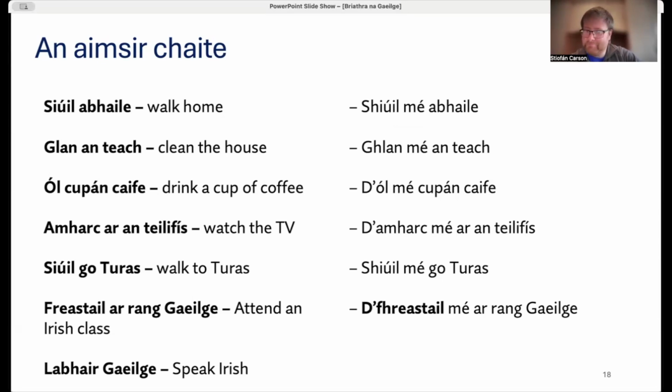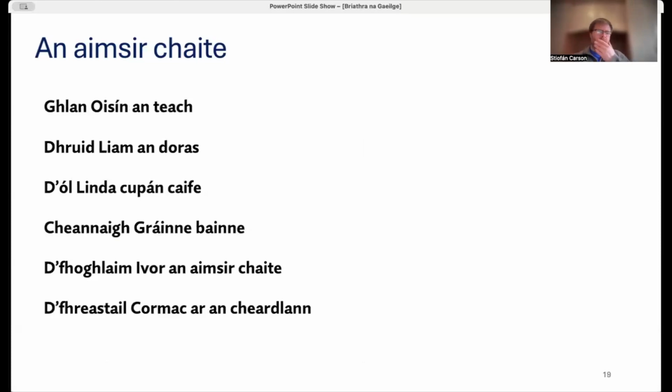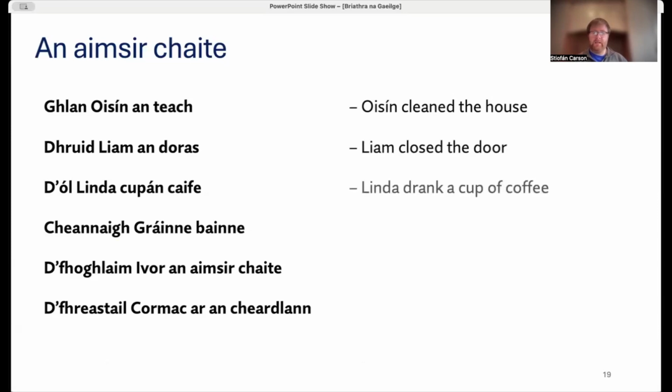Now a nice easy one, L, N, R, Lower Newtownards Road or New Lodge Road. Léigh mé Gaeilge. We can also take out the mé and add in some names if we wish, some proper nouns. So ghlan Oisín an teach, Oisín cleaned the house. Dhún Liam an doras, Liam closed the door. D'ól Linda cupán caife. Linda drank a cup of coffee.